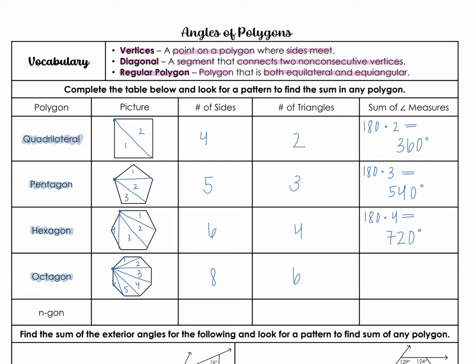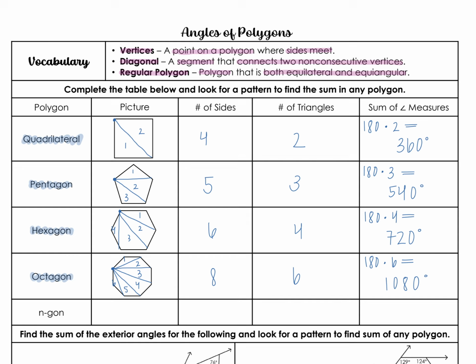Okay, like I said, I did skip a number of sides here. That's why my pattern's off a little bit. And then I'm just going to multiply that by 180 to figure out my sum of my angle measures, which is going to be 1080 degrees.